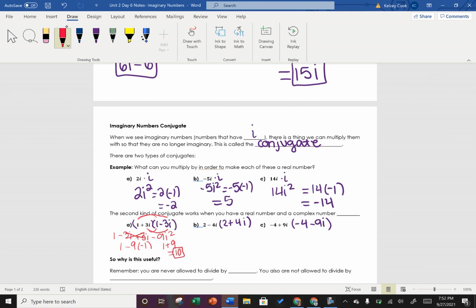So we'll do the same thing here. 2 times 2 is 4. 2 times 4i is 8i. Negative 4i times 2 is negative 8i. And then minus 16i squared. My 8i's will cancel, and I'll get 4 minus 16 times negative 1, which is 4 plus 16, so my answer is 20.